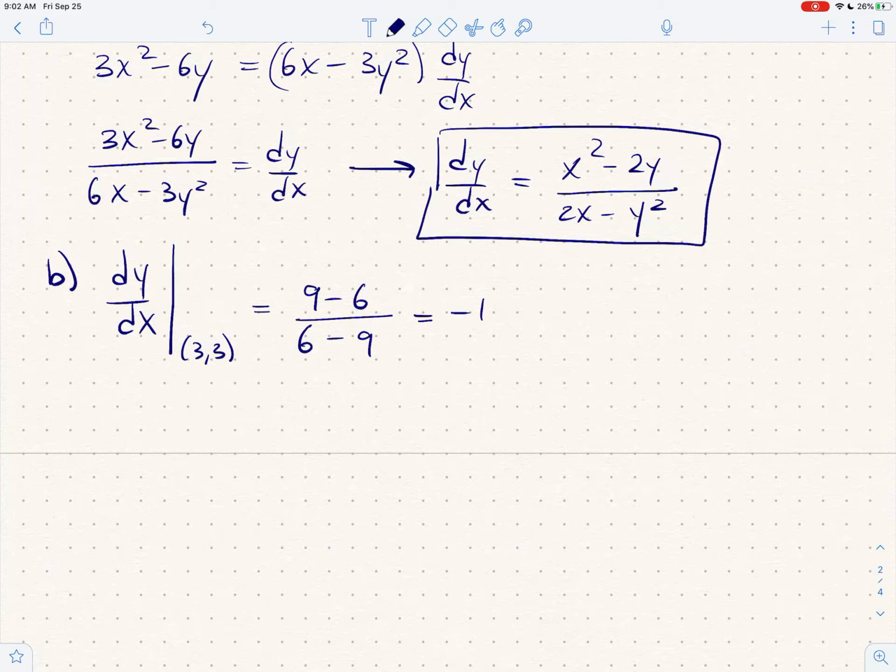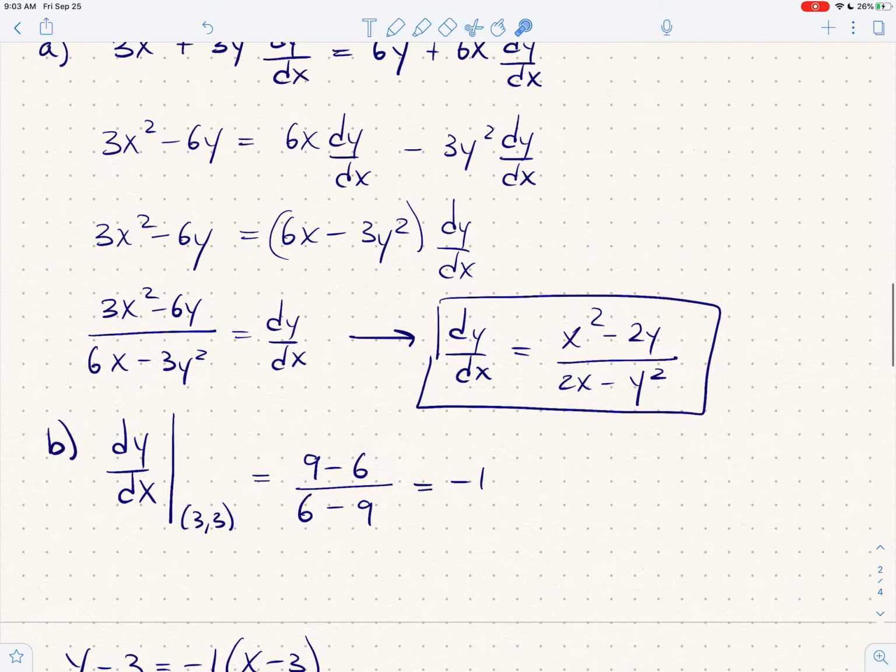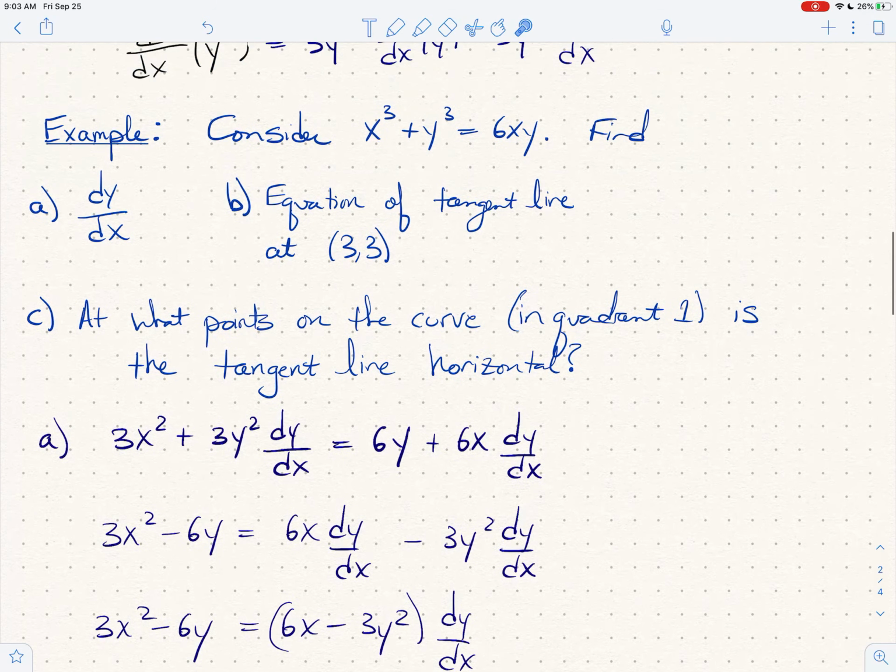So that's the slope. Now I think about my formula. I've got the point 3, 3. I've got the slope negative 1. So it's y minus the y coordinate 3 equals negative 1 times x minus the x coordinate. I'm actually going to put this down here. And so we can clean this up, and we're going to get y equals negative x plus 3, plus another 3, so plus 6. So the claim is this is the equation of the tangent line to this curve at the point 3, 3.